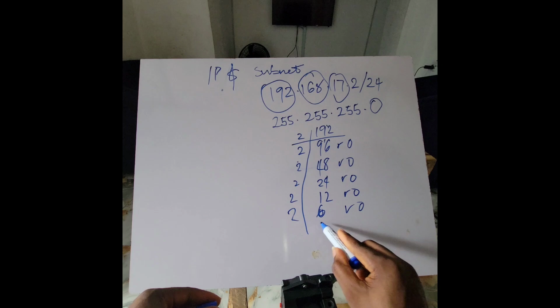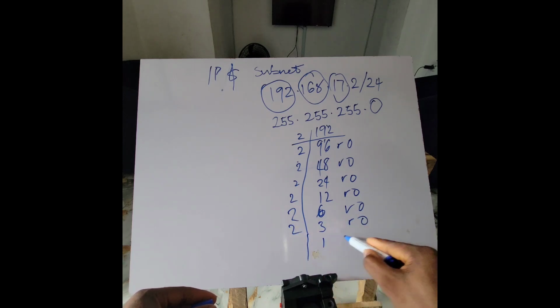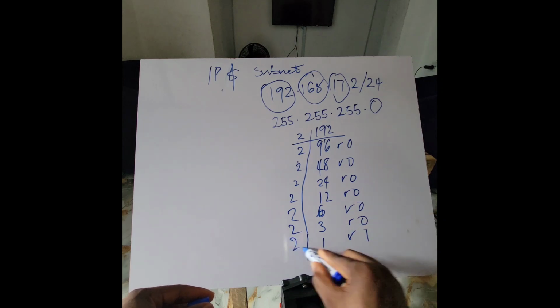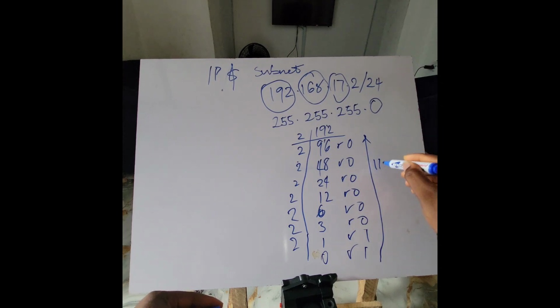Again by 2, we have 3, remainder 0. Again by 2, we have 1, remainder 1. Then by 2 again, we have 0, remainder 1. So if we read it back up, you have 1, 1, 0, 0, and so on. You see 1, 2, 3, 4, 5, 6, 7, 8, so you have to make up 8 bits.